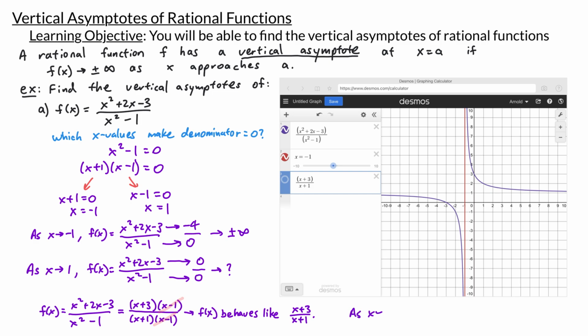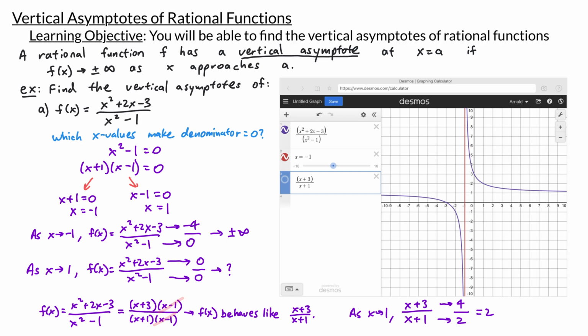Because as x goes to 1, if we look at the function x plus 3 divided by x plus 1, the numerator goes to 1 plus 3, which is 4. And in the denominator, 1 plus 1 gives us 2. So overall, our fraction becomes 4 over 2, which is just 2. The size of our fraction does not go to positive infinity or negative infinity. That's why we don't have a vertical asymptote at x equals 1. Instead, in the graph of our function, we see that the graph approaches the point 1, 2.